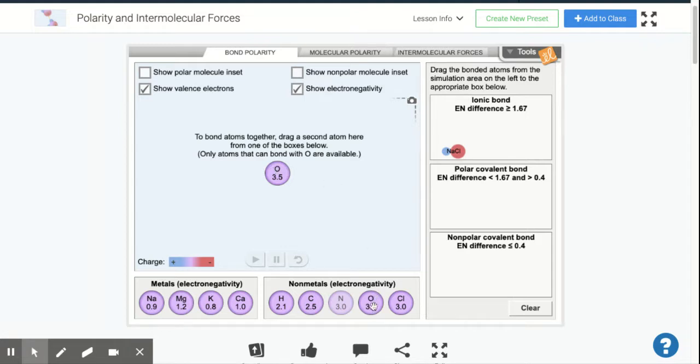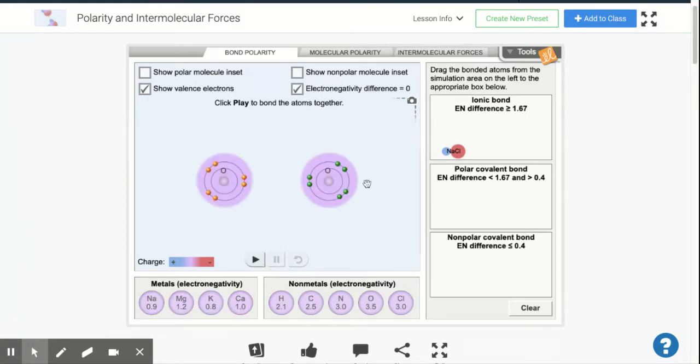oxygen, and let's bond it with another oxygen. This is what we would call a diatomic molecule. They're going to double bond together. Each of these has 6 valence shell electrons. They each need 2 more. If you look at the electronegativity difference, it's 0. They're exactly the same, so 3.5 minus 3.5 is 0.